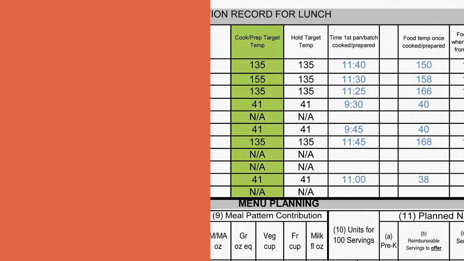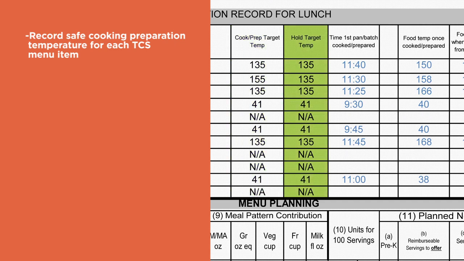Next, we will learn how to record the temperatures of each menu item. For the cook target temperatures, record the safe cooking or preparation temperature for each temperature controlled for safety, or TCS, menu item. You may refer to the HACCP Section 2-5 for additional information about safe food handling procedures and temperatures. Also, record the safe holding temperature for each TCS menu item. These safe target temperatures should be included in your standardized recipes.